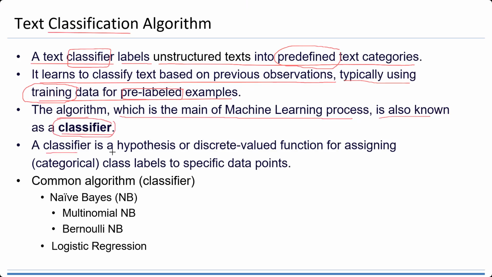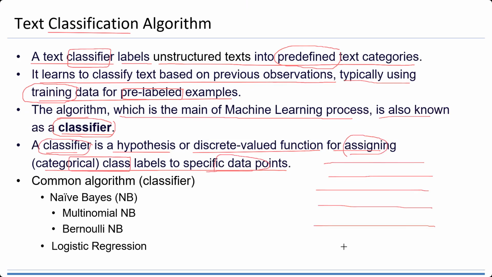A classifier is a hypothesis or discrete value function for assigning categorical class labels to specific data points. So if you have a model, this model will assign the data point into a specific class. So we will assign the class to a specific data point, or every row. And for each data point, there will be a new label according to this classifier.